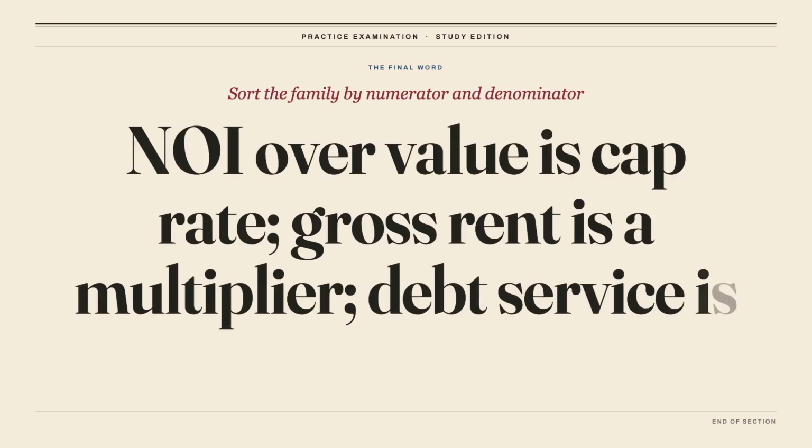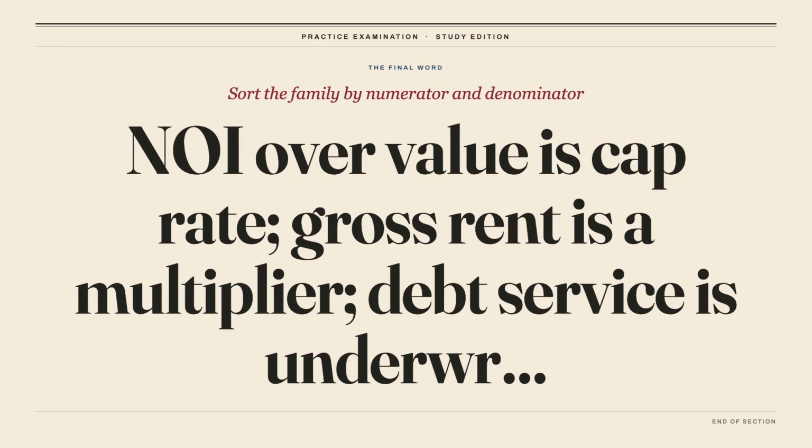The gross rent multiplier ignores expenses entirely, which makes it a screening tool, not a valuation method. Debt coverage ratio and loan to value belong to the lender, testing debt service and collateral. The habit that sorts them all fast is asking exactly what numerator and denominator each measure compares.